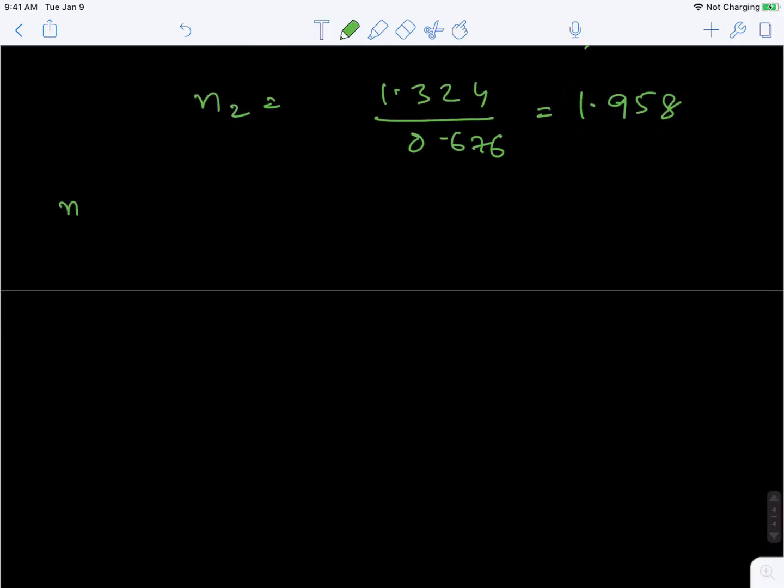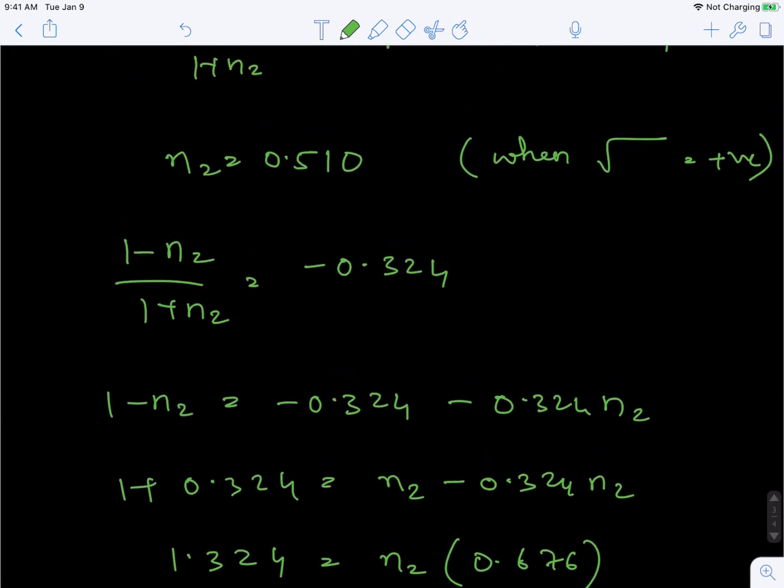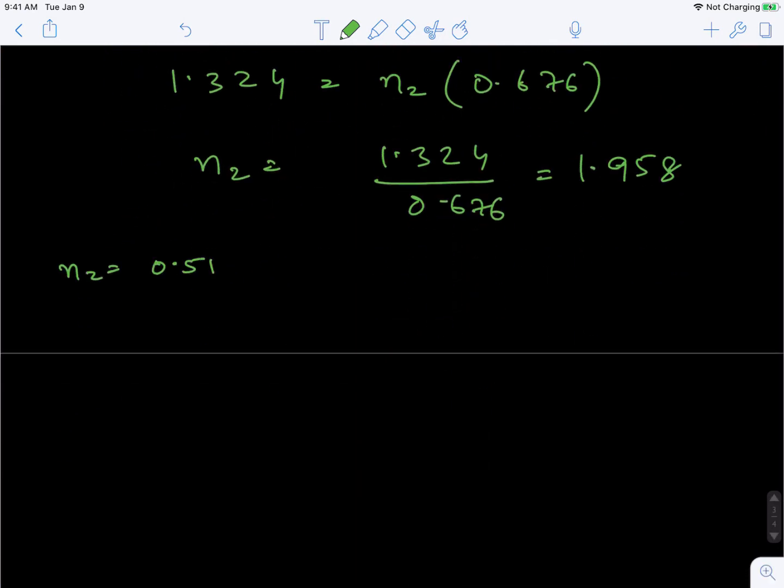So we have N2 is either equal to 0.510 or 1.958. Now there are no solid crystals with a refractive index less than 1, so N2 cannot be less than 1 for solid crystals. It therefore has to be 1.958.